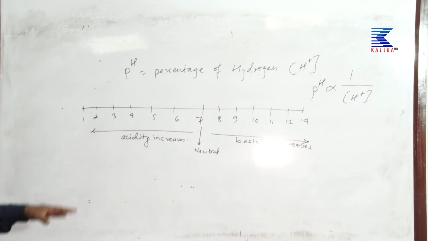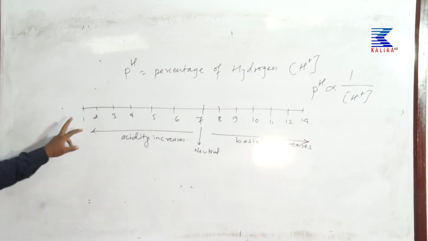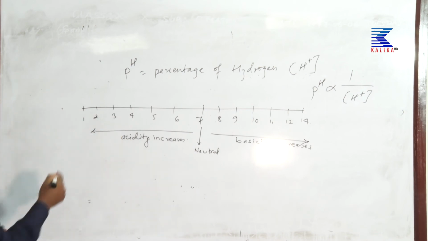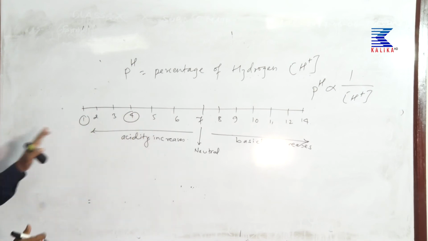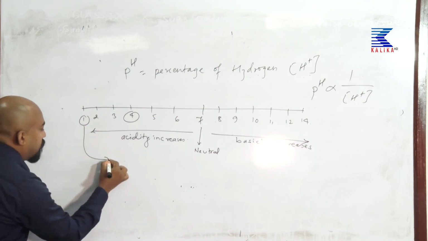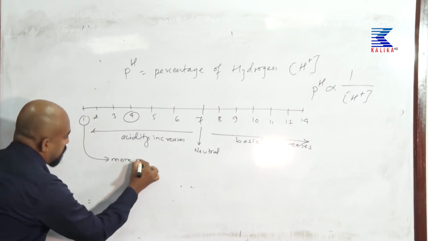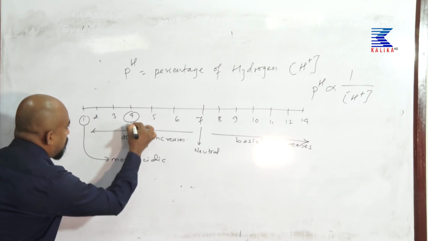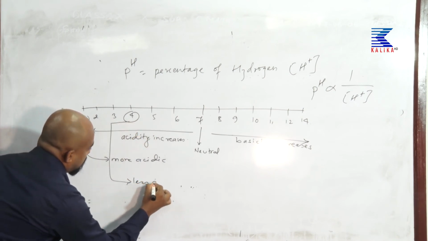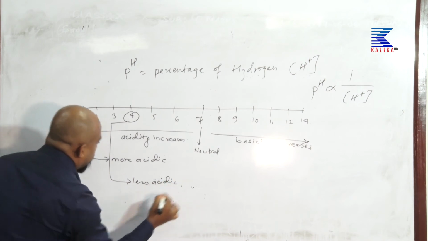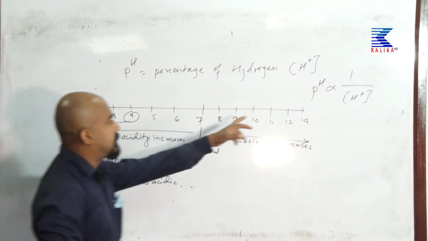Now, which one is more acidic? Having the substances pH 1 and 4, which one will be more acidic? Obviously, 1 will be more acidic than the substances having the pH 4, which is less acidic, which can be explained by this relation.